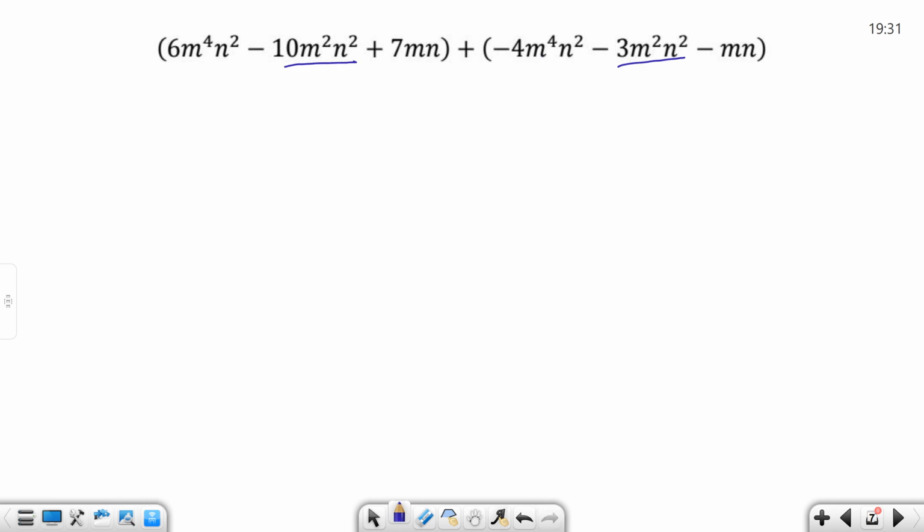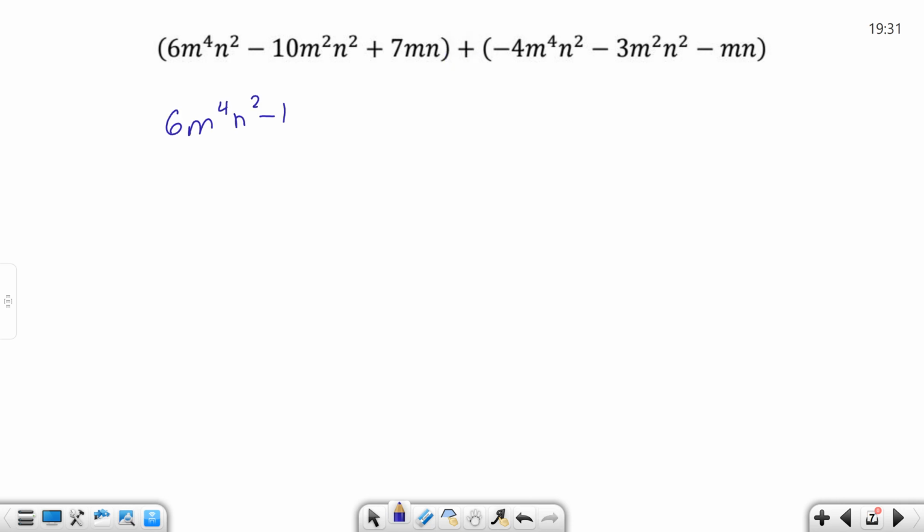M squared n squared, m squared n squared. Those are alike. mn, mn. Guess what? Those are built the same. That's really great. When they're built the same, they line up vertically really nicely. The other thing is they're added, which means I don't change any of the signs after it. That really is nice. So let me come down here.